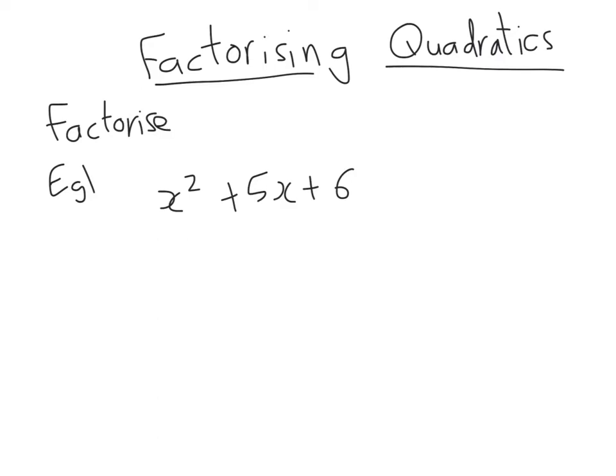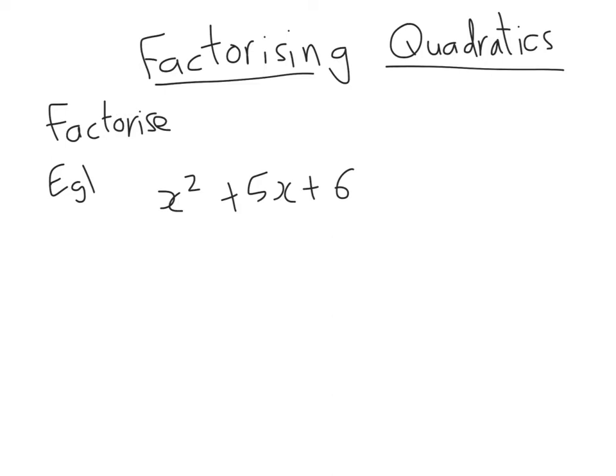Factorising quadratics. We're going to start off by trying to factorise x squared plus 5x plus 6. This expression is called a quadratic because it's got an x squared term, and it'll usually also have an x term and a number with no x, although these aren't necessary. You would most often see this type of expression when you've just expanded double brackets.